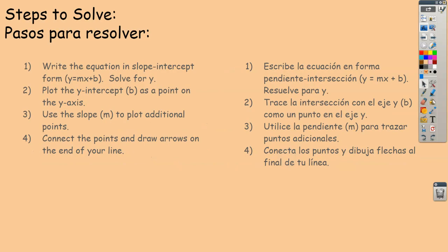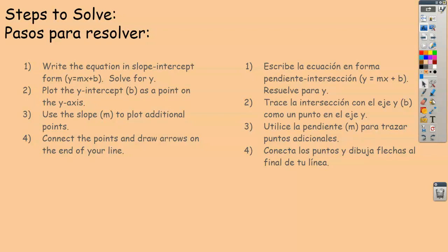So let's take a look at this. Here are my steps. My very first step is something we're not going to worry about right now, which is that you want to write the equation so that it's in slope-intercept form. That means you want y to be completely by itself. If y is not by itself, this whole formula is not going to work.